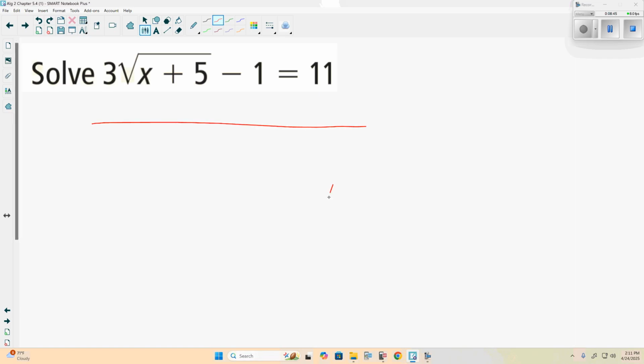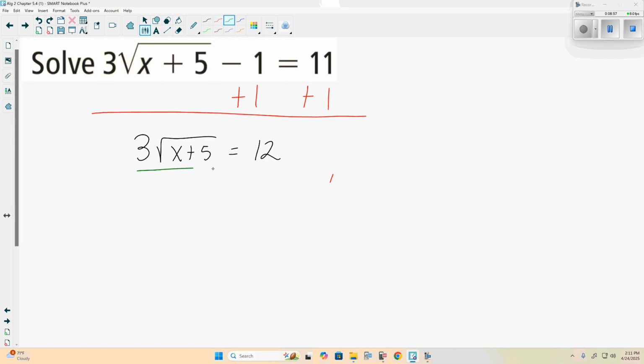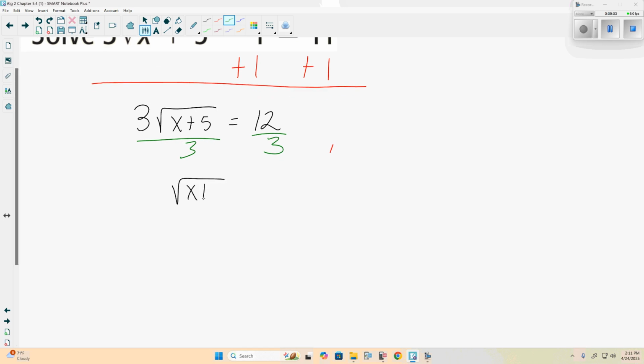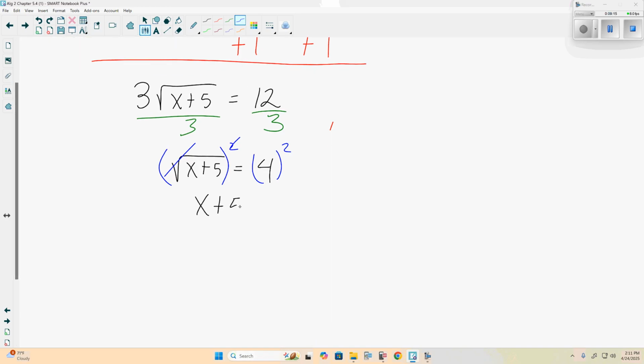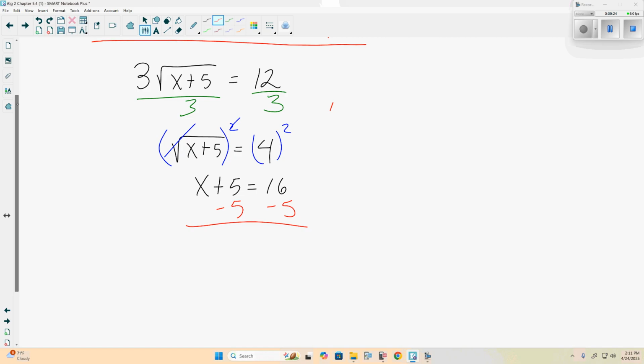There is one radical, so let's get it by itself. We would add 1 to both sides. So 3 times the square root of x plus 5 would equal 12. Divide both sides by 3, telling us the square root of x plus 5 equals 4. Now we're going to square both sides. Square root and square would cancel, telling us x plus 5 is equal to 16. No radical, so we can solve for x. So x is equal to 11.